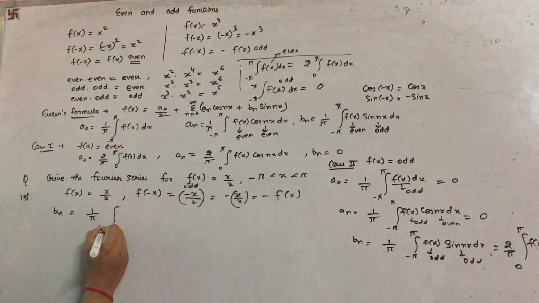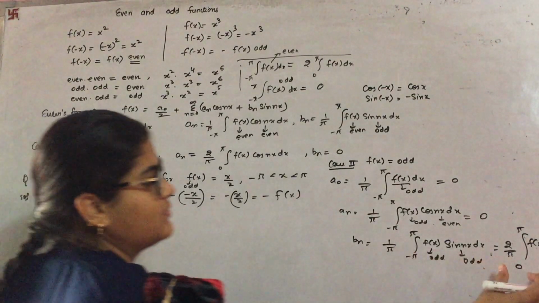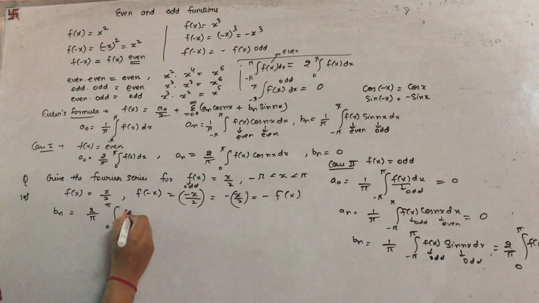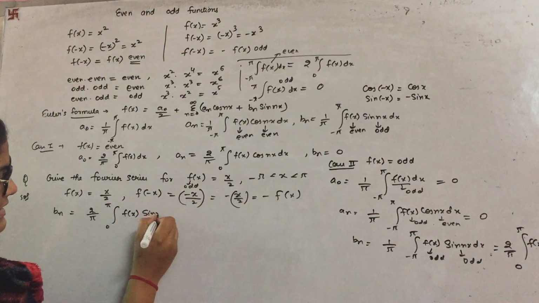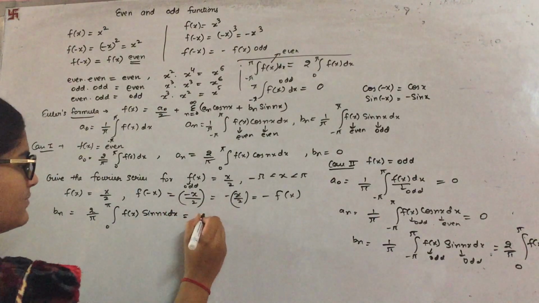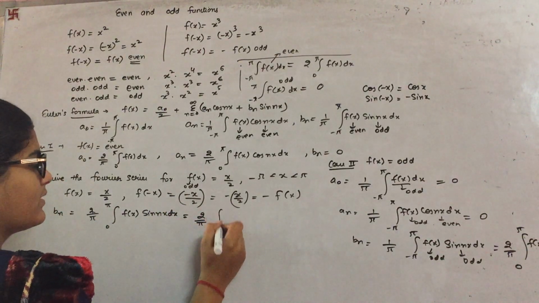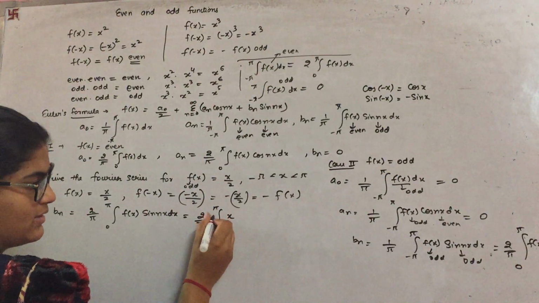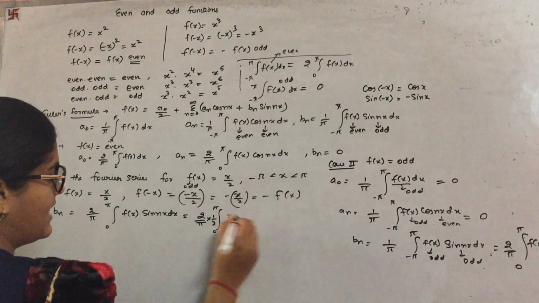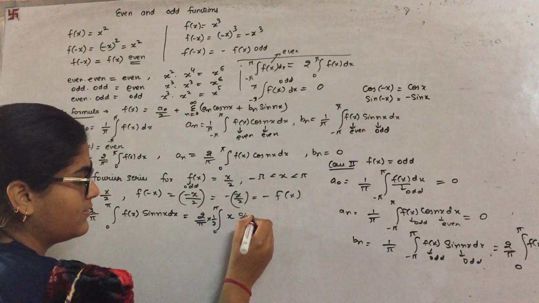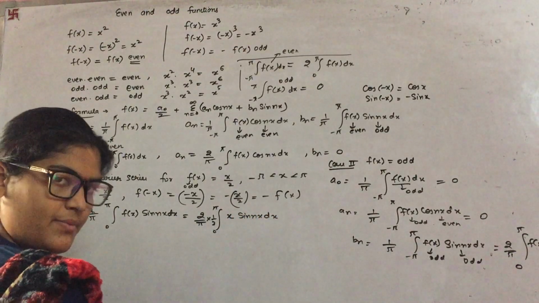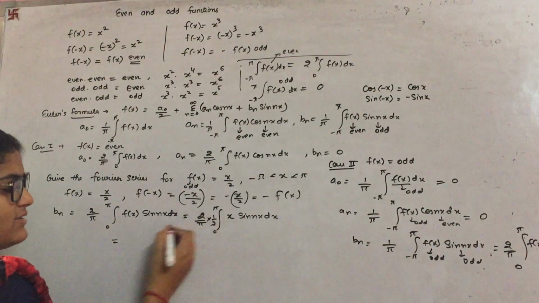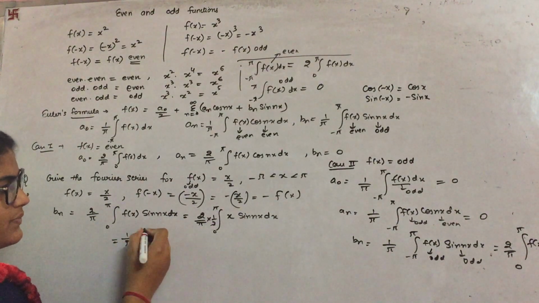Your bn is 1 by pi, just apply this formula ultimately. 2 by pi integral 0 to pi fx sin nx dx. Okay, so 2 by pi, your fx is x by 2. Let us bring this out, 1 by 2, and your sin nx is left here. Okay, now apply parts. What do you have to do? 2 is cancelled with 2, 1 by pi.